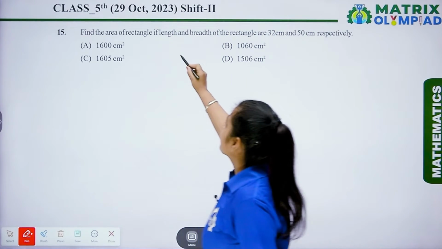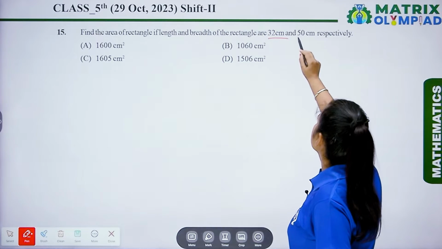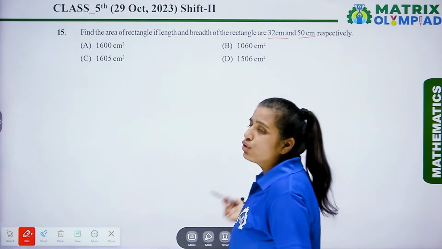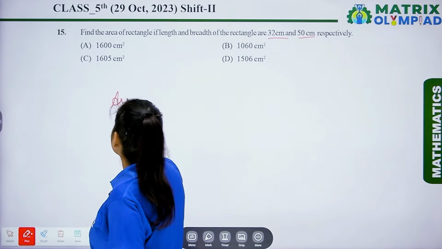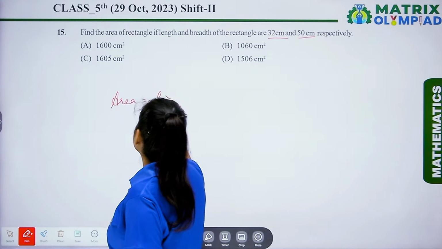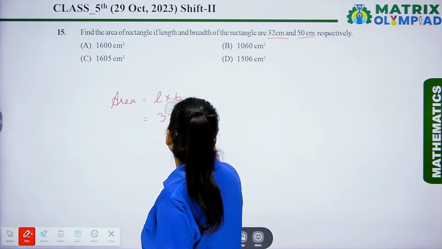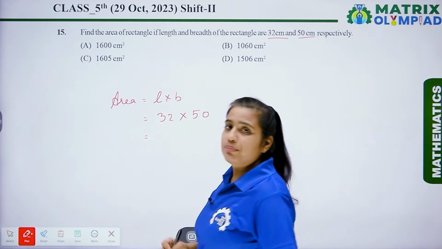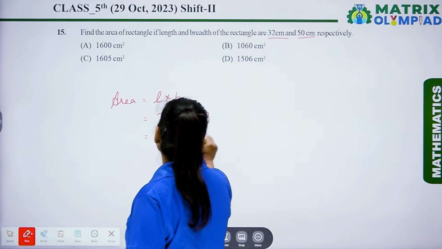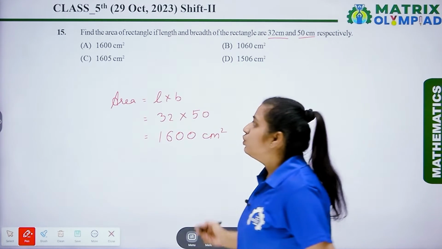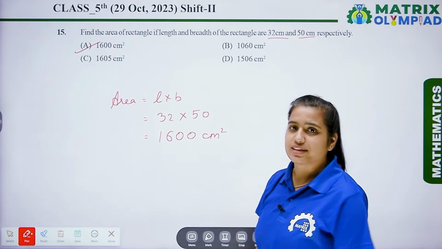Find the area of a rectangle if the length and breadth of the rectangle are 32 centimeters and 50 centimeters respectively. So here we have to find out the area of a rectangle, and we know that the area of a rectangle is length multiplied by breadth. So here we have to multiply 32 and 50, and after multiplication we get the product as 1600 centimeter square. So according to the question, option A is the correct answer.